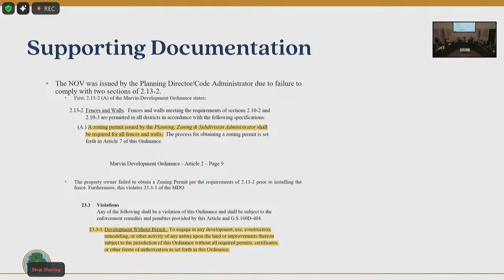So supporting documentation: the notice of violation was issued by me, who is the planning director and code administrator for the Village of Marvin, due to failure to comply with two sections of 2.13-2. The first, 2.13-2, references fences and walls. A zoning permit must be issued by the planning and zoning subdivision administrator for all fences and walls. The process of that is outlined in Article 7. The property owner failed to obtain a zoning permit per the requirements in Article 2.13-2 prior to installing that fence, which then furthermore violates Article 23.1-3 of the MDO.